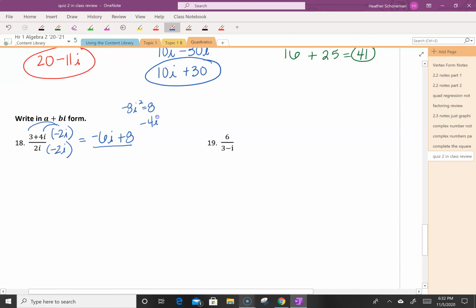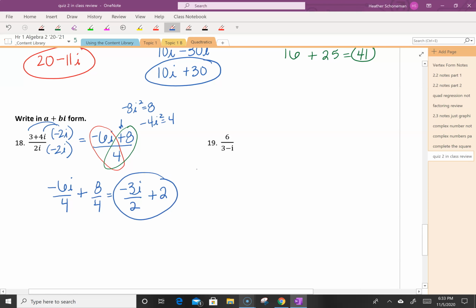Now that I have it all simplified, and there's no more like terms, I can split it into two fractions. One fraction is this, negative 6i over 4. I'm going to have a plus sign because there's a plus sign in the middle. The second fraction is this, which would be 8 over 4. Now 6 over 4 doesn't divide in evenly, but it does reduce to negative 3i over 2. 8 over 4 divides to 2, and we're done.